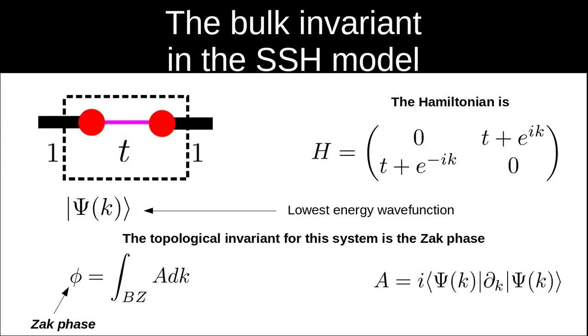So you can think that this object A, which is the Berry connection, essentially extracts what is the phase of your wave function. And then when you integrate the phase of the wave function over the whole Brillouin zone, you are essentially counting how many times it's going around the origin. And this number of times it winds around the origin is exactly a topological invariant. You can think that it's equivalent to the number of knots that you have in a one-dimensional line.